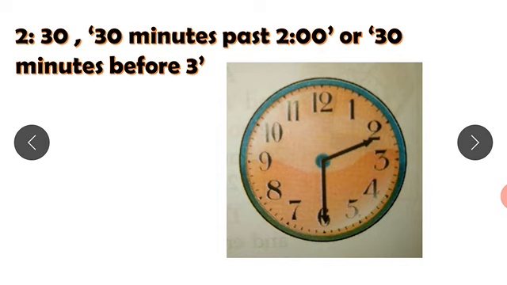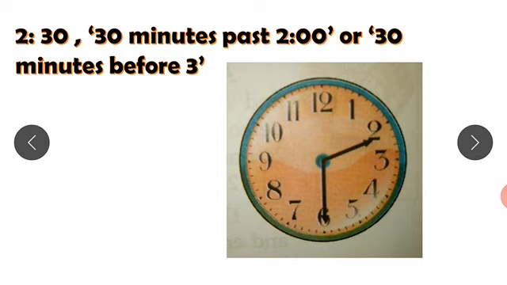Okay, how to identify the time, given this one. You can see that the hour hand is near to 2, so it means the time is 2, and the minute hand is on 6, so 30 minutes.